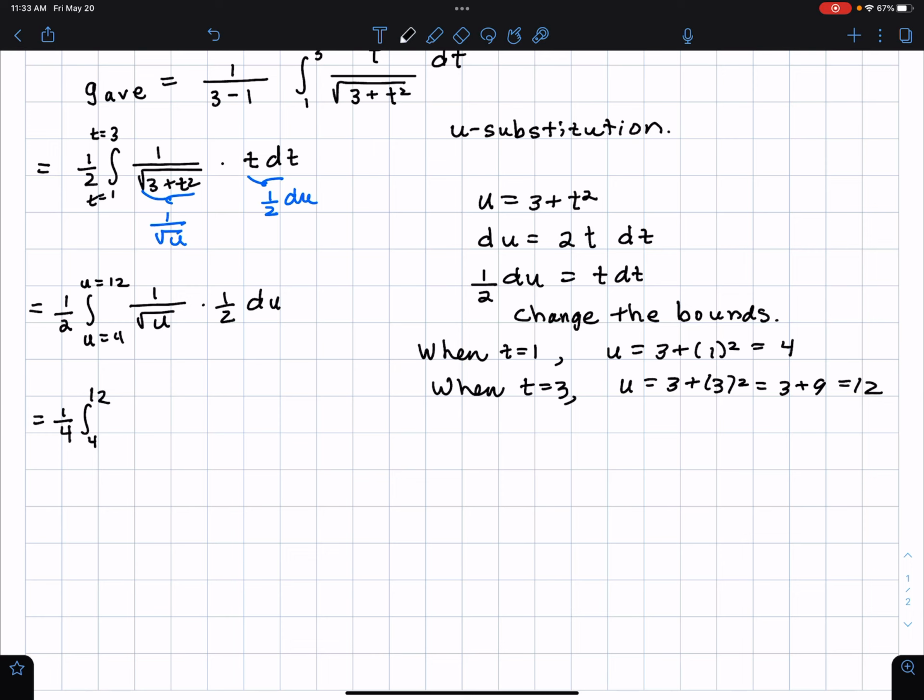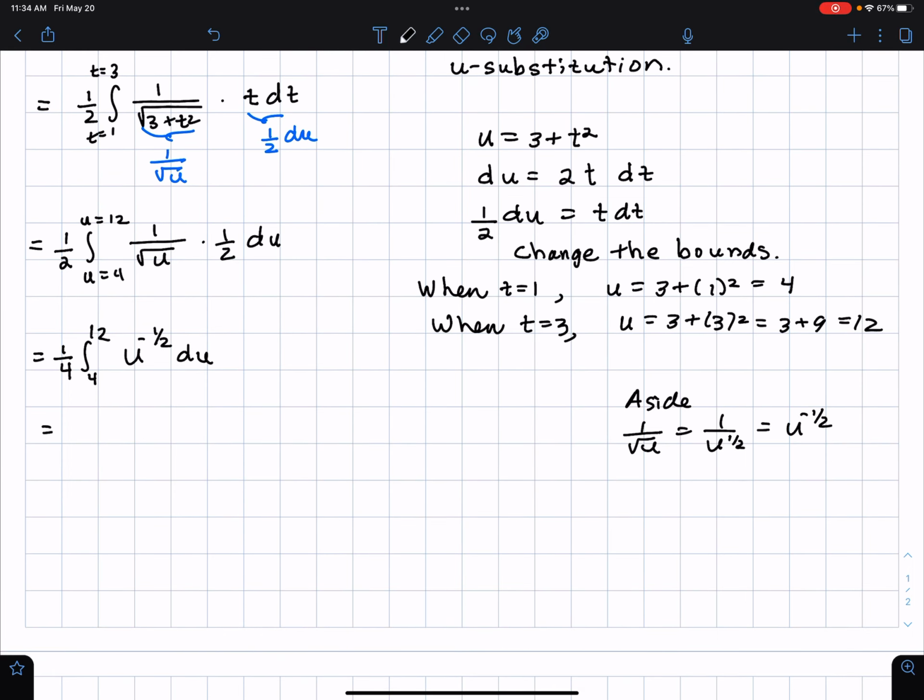And then this 1 over square root of u is written as u to the negative 1/2. That's how you write 1 over square root of u. As an aside, 1 over square root of u is 1 over u to the 1/2, since square root of u is u to the 1/2. To bring it to the numerator, I write u to the minus 1/2.